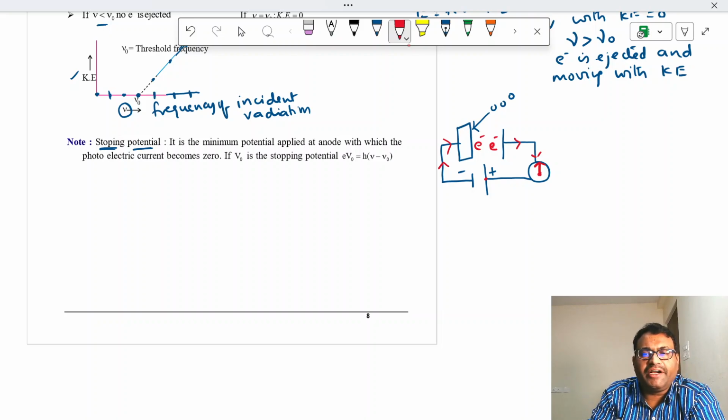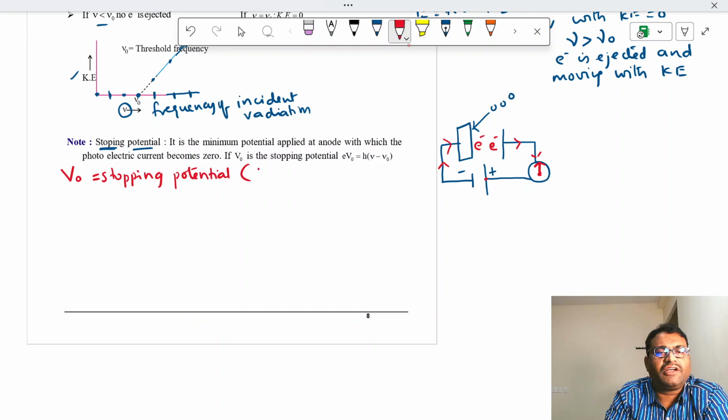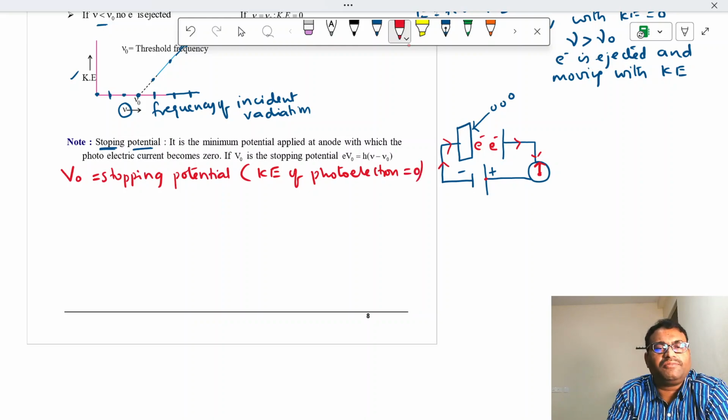That potential applied, what is that called? V naught. That potential applied so that the electron kinetic energy is 0. It's called the stopping potential. So this stopping potential is applied at anode so that the kinetic energy of photoelectron becomes 0. Kinetic energy of photoelectron becomes 0. That's called a stopping potential.